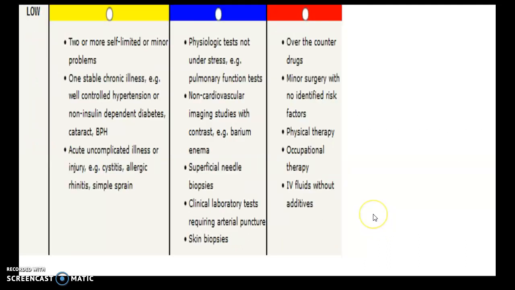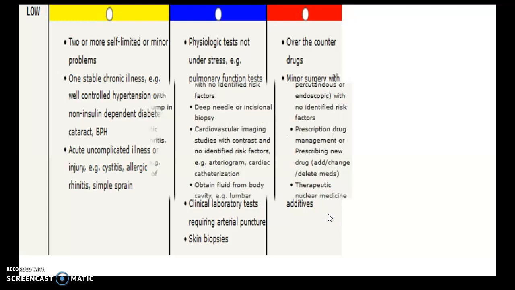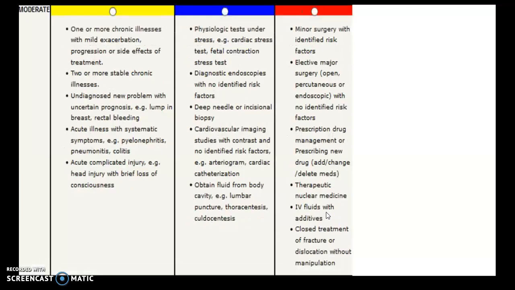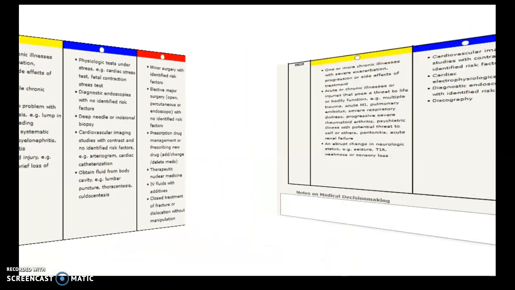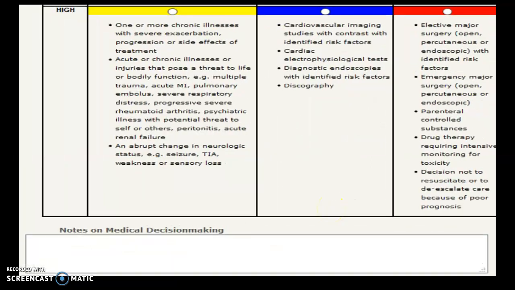He's not going to be in the low category because he's not going to need any needle biopsies or surgery. Not going to be in the moderate because, again, his problem is just a minor ankle sprain. And again, not going to be in the high category as no chronic illnesses, not going to need major surgery or emergency surgery, and he's not going to need any cardiac tests.